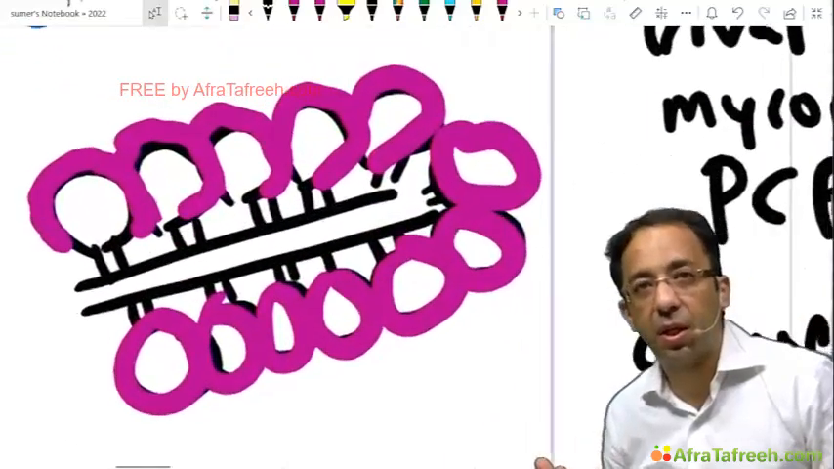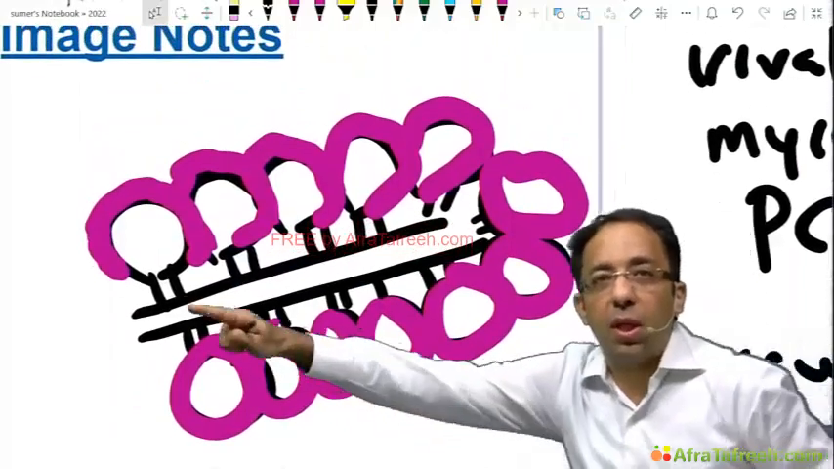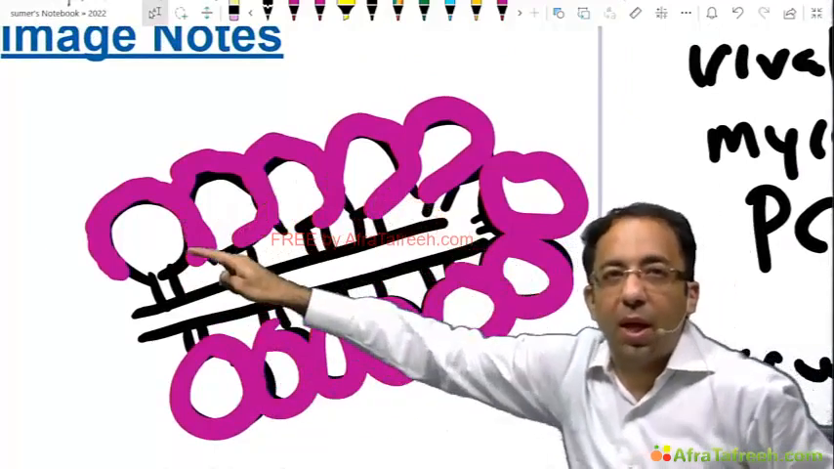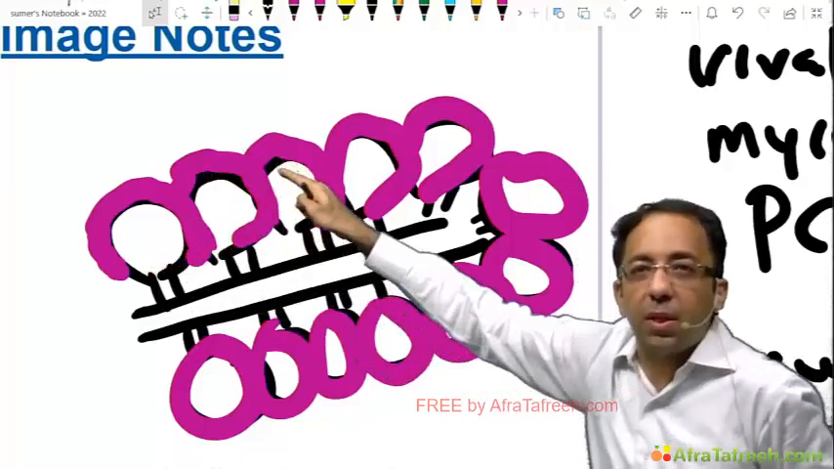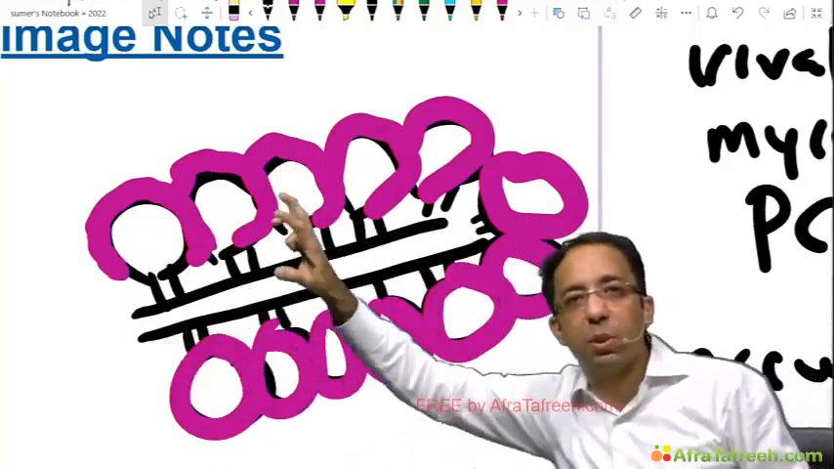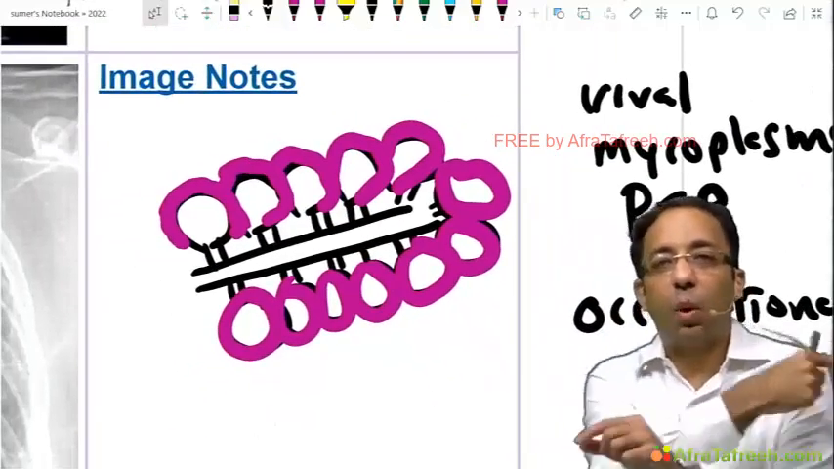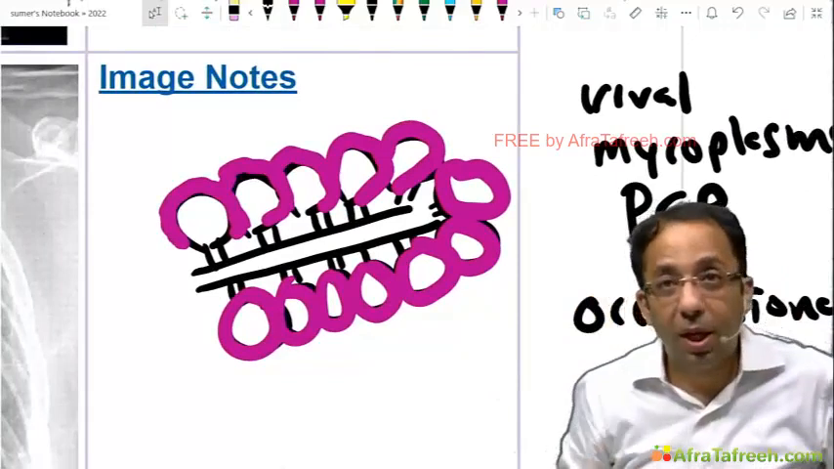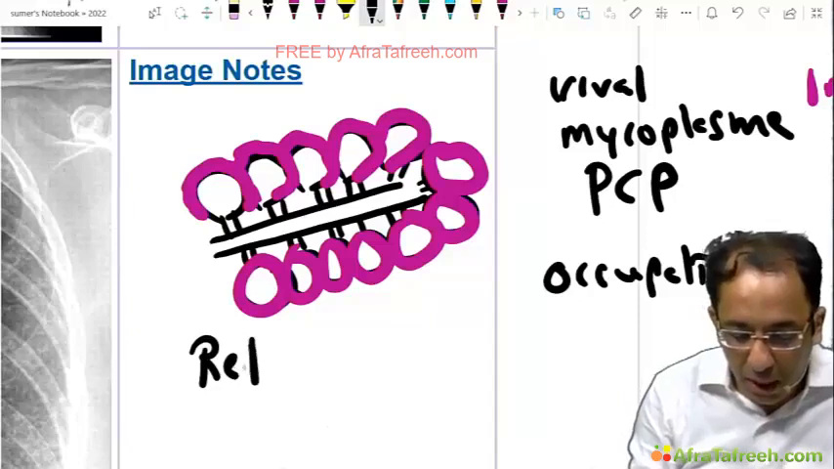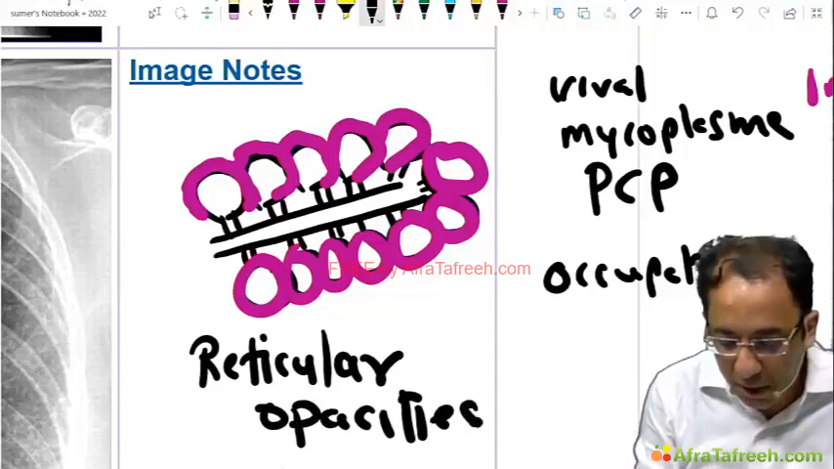Now, how will I look at it on the X-ray and know that there is a problem which is interstitial? Look with me. There will be air in the alveoli because the alveoli are not filled with exudates, and the alveolar walls are edematous. If you look at it from a distance, it looks like a net, with air in between and the walls thickened. And if I want to impress you with my English and Latin, it looks like a reticulum. Remember, net in Latin is called reticulum. So this is called reticular opacities.